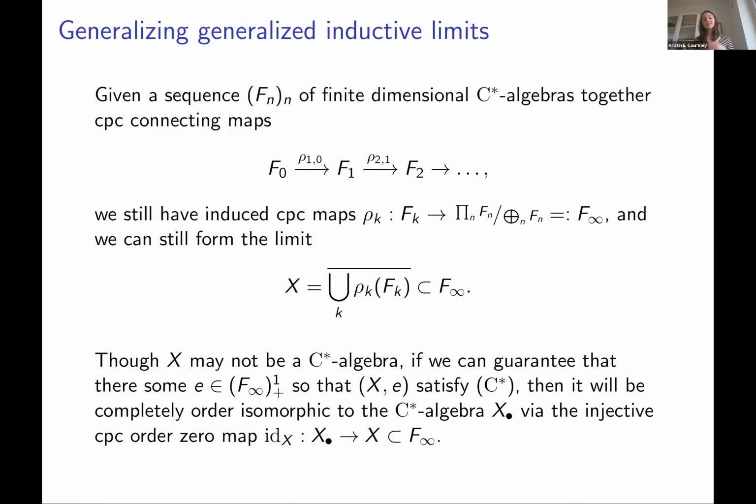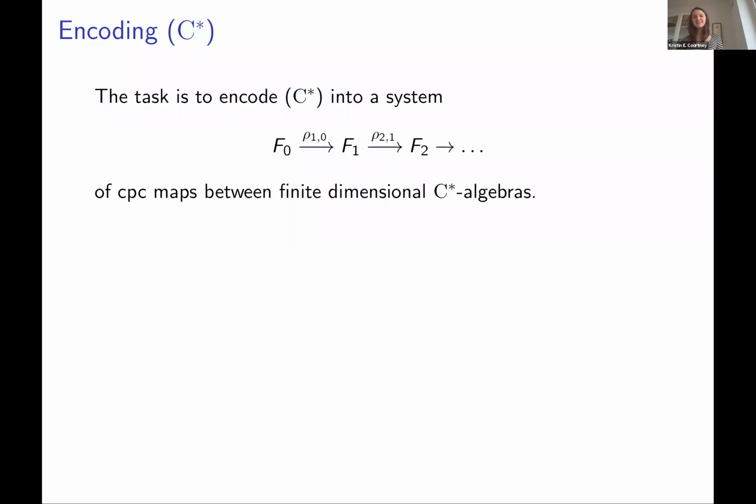So although X might not be a C-star algebra, if we can find some positive contraction E in F infinity so that X and E together satisfy the C-star criteria, then secretly X is in a very strong correspondence with a C-star algebra that I can build out of X by changing the way that I view the elements. So the task then is to encode these C-star criteria into a system of CPC maps between finite dimensional C-star algebras.